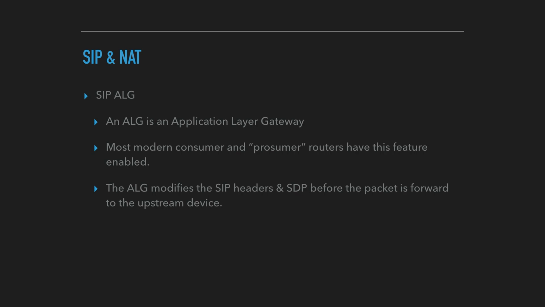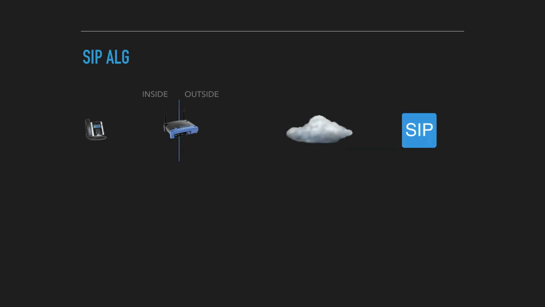SIP ALG. An ALG is an application layer gateway. Modern consumer and prosumer routers have this feature enabled, and the ALG modifies SIP headers and the SDP before the packet is forwarded to the upstream device.